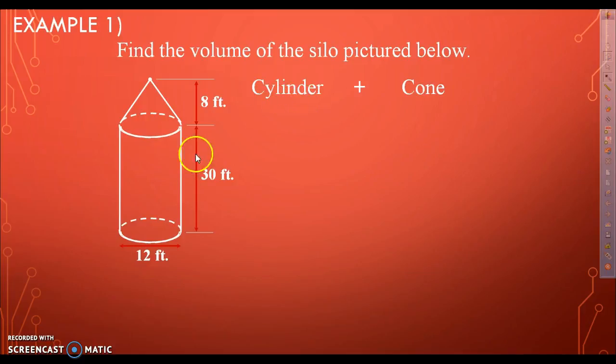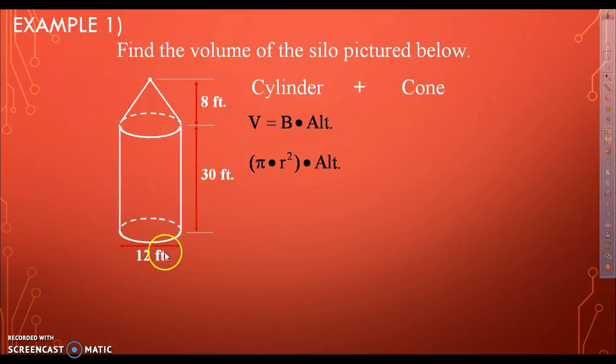So let's start by finding the volume of this cylinder over here. We're going to use our formula for the volume of a cylinder, which is volume is equal to base times altitude. Base, once again, is the area of a base, and the base of a cylinder will be a circle. So we're using the area of a circle, which is pi r squared. Notice in this figure, we are not given the radius. Rather, we are given the diameter.